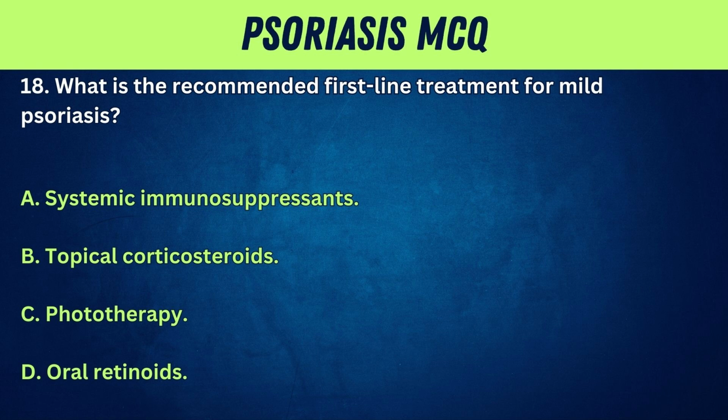18. What is the recommended first-line treatment for mild psoriasis? A. Systemic immunosuppressants. B. Topical corticosteroids. C. Phototherapy. D. Oral retinoids.